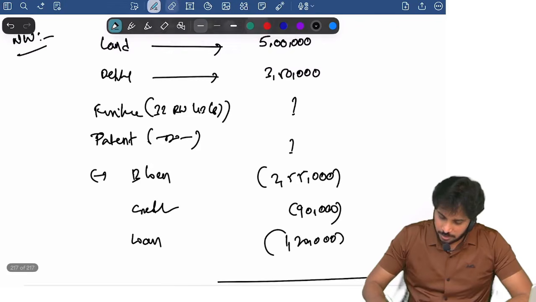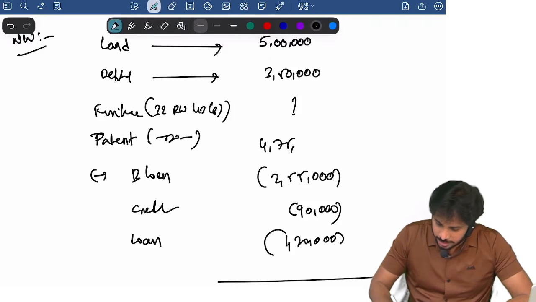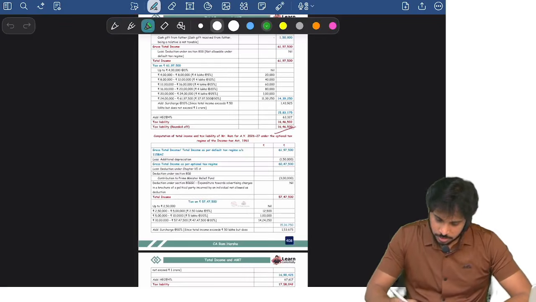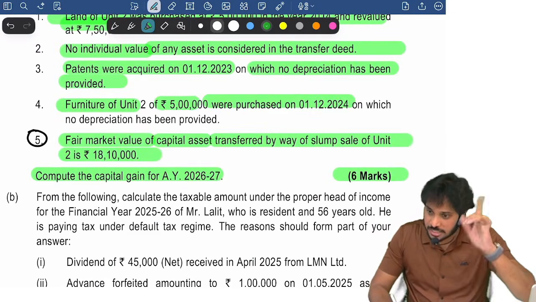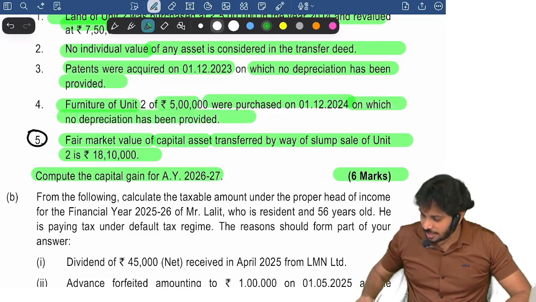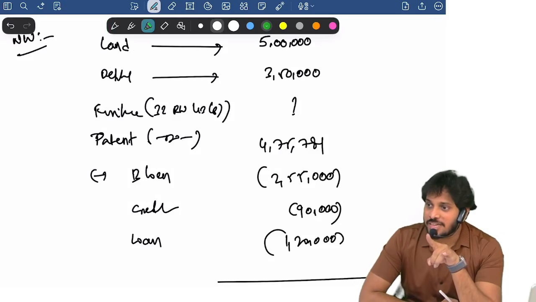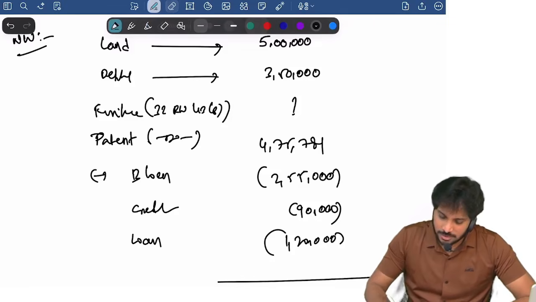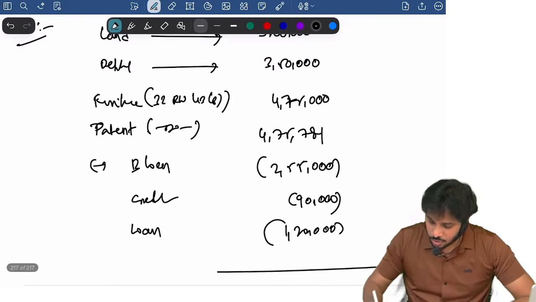So for patent, what is the value of the patent? 4,75,781. Now furniture. Look at furniture of unit 2, 5 lakhs were purchased on 1st December 2024, on which no depreciation. 5 lakh minus 5%, furniture value, correct? 24-25 year it purchased. Less than 180 days it is used. Therefore 10% into 1 by 2. 5 lakhs into 10% into 1 by 2, 5% is equal to 25,000 depreciation. Therefore, what is the written down value of the furniture? That's it. Correct? So what is the net worth now?